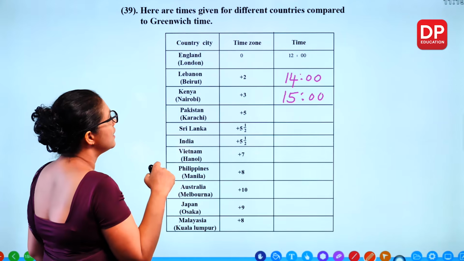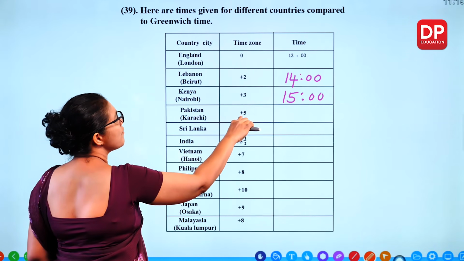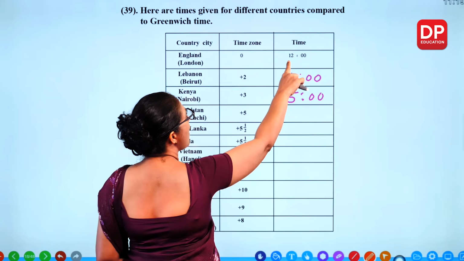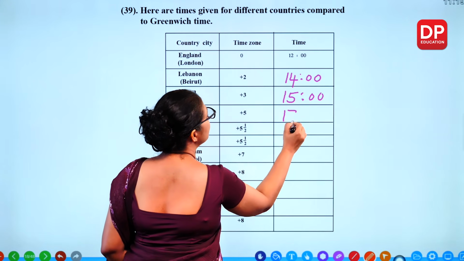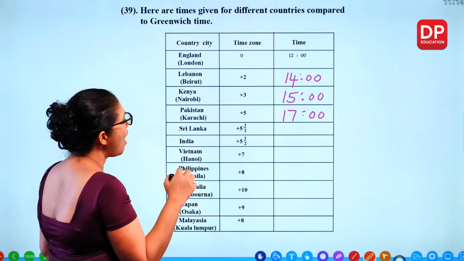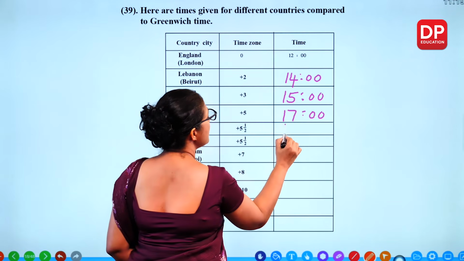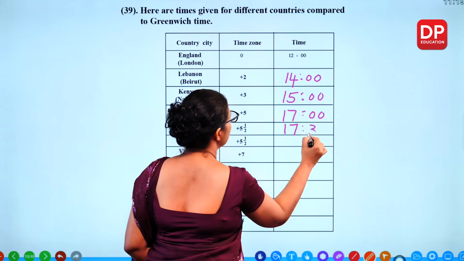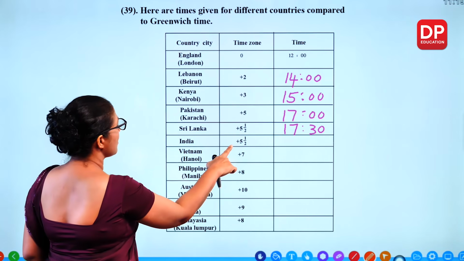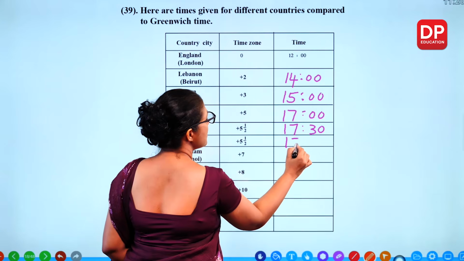Plus 5. Here you can, if you are comparing with 0, add 5 to that. So 12 plus 5, 17. 5.5 means adding 30 minutes. So 17 and 30. Sri Lanka and India time both are the same, 17:30.